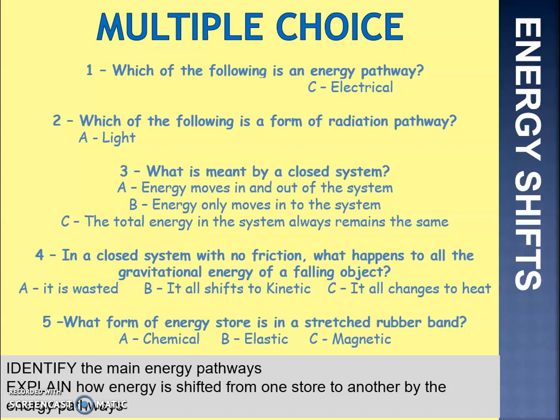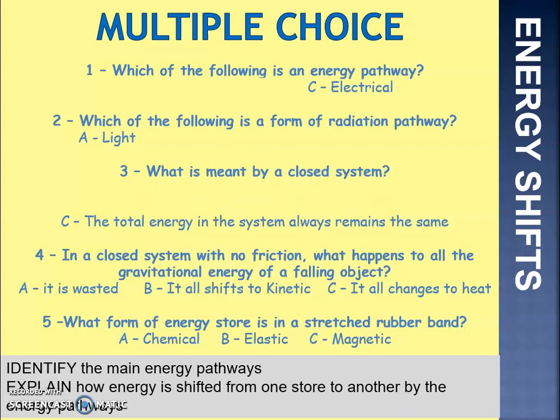Question 3. What's meant by a closed system? Is it energy moving in and out, energy only moving in, or the total energy remaining the same? Correct answer would be C. The total energy remains the same in a closed system.